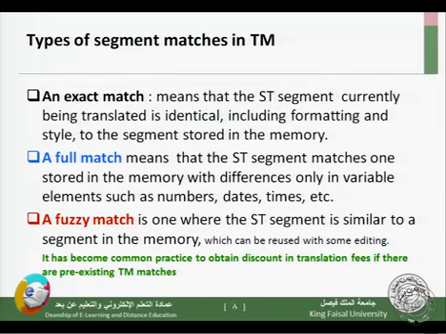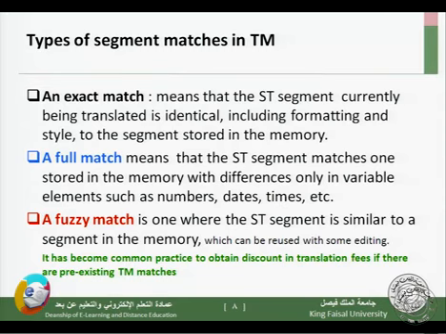Now the fuzzy match, number 3, is where the ST segment is similar to a segment in the memory, and can be used with some editing. Now you have a segment here, you check it with the memory, and you find out that there is one similar, but it needs a lot of editing. So you need to edit. That's why they call it fuzzy. It means not exact, not full match.